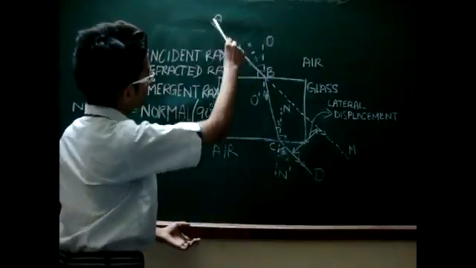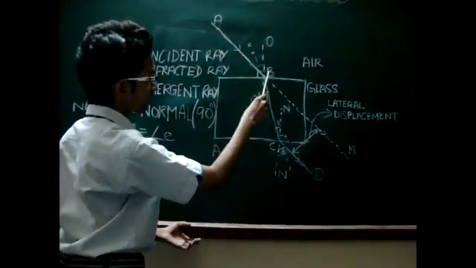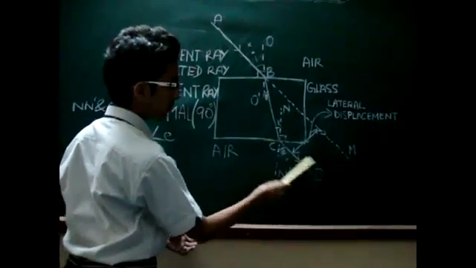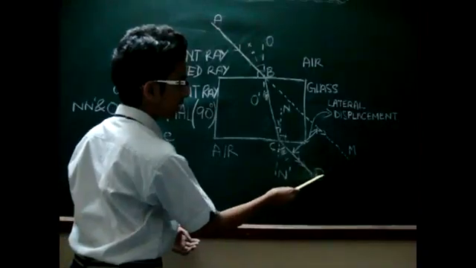We find that when the ray AB enters into the glass slab, it bends towards the normal, whereas when it goes back out of the glass slab, it bends away from the normal.